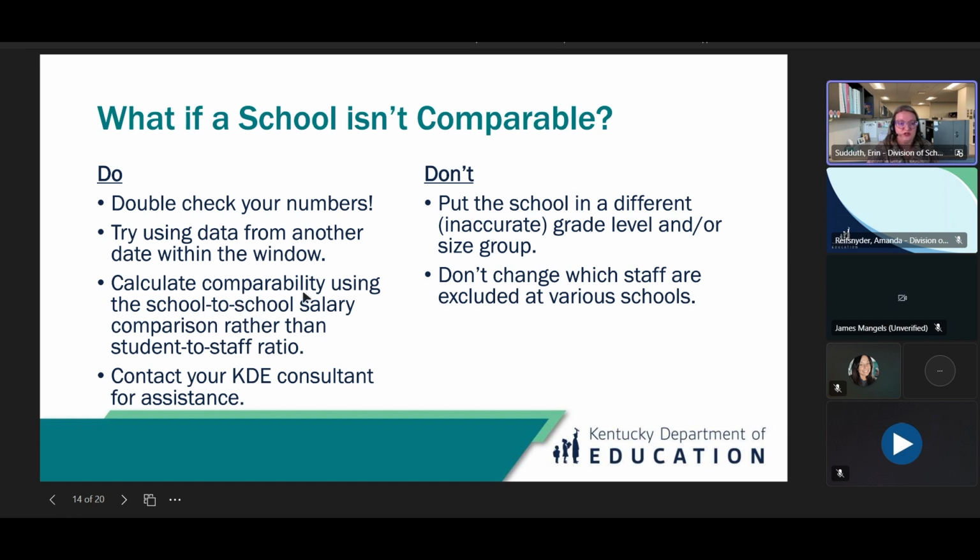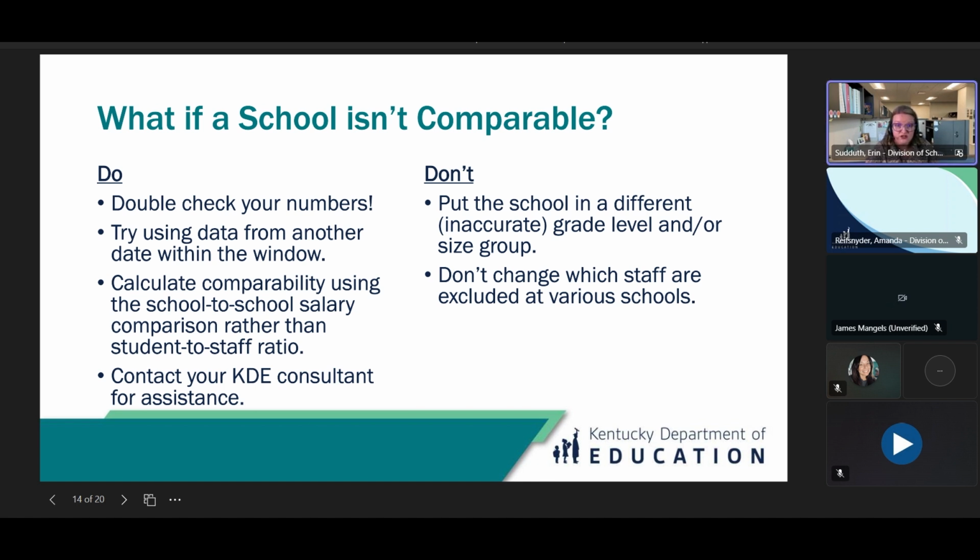Of course, you could also calculate comparability using the school-to-school salary comparison ratio rather than that student-to-staff ratio. That's something that we've not had to do very much in the past, so you may want to reach out to your consultant and we'll walk you through that. But it's not that hard. I think it's a little bit intimidating, but the districts who've had to do it have said it wasn't that bad. And of course, you can always contact your KDE consultant for assistance.